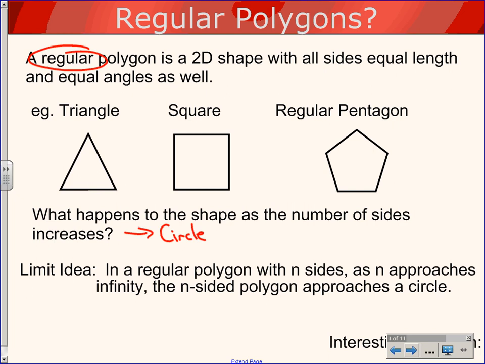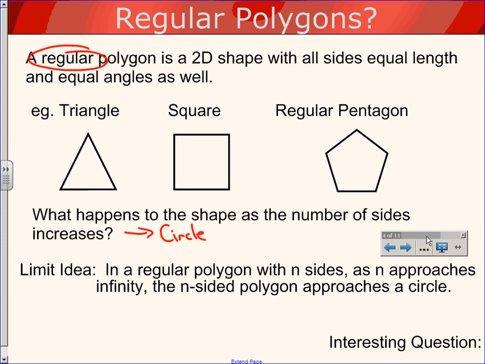So notice the way I've worded that here. It says in a regular polygon with n sides as n approaches infinity. And I've used the word approaches, trying to say it's getting closer and closer to something that you can't reach. The n-sided polygon approaches a circle. It's not equal to a circle, right? It's getting closer and closer to one. So we're going to have an interesting time dealing with this approaches, this idea of getting closer and closer to something versus being equal to something.